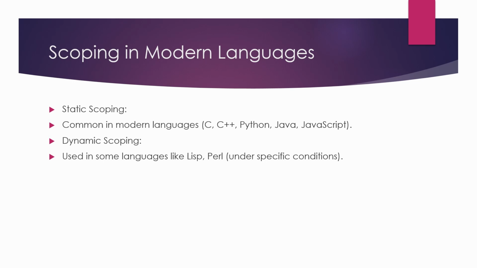Most modern programming languages such as C, C++, Python, Java, and JavaScript use static scoping due to its predictability and ease of use. However, languages like Lisp and Perl allow for dynamic scoping, providing more flexibility, especially in specific scenarios. Understanding the scoping rules of the language you are working with is essential for writing effective code.